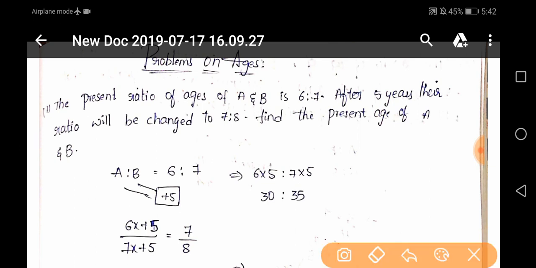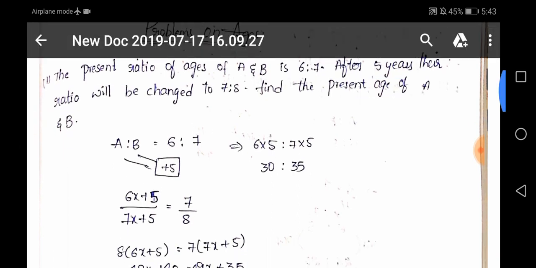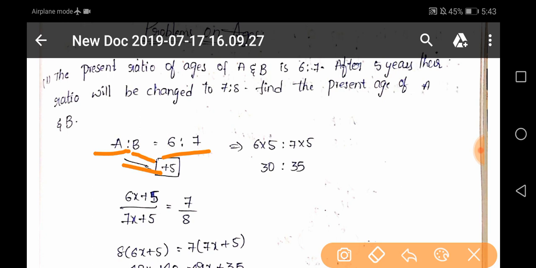The present ratio of ages of A and B is 6 is to 7. After 5 years, their ratio will change to 7 is to 8. Find the present ages of A and B. So here they have given you the ratios, and we have to find out how much their ages are right now. In the present, A is to B is 6 is to 7, and the other ratio is given after 5 years.